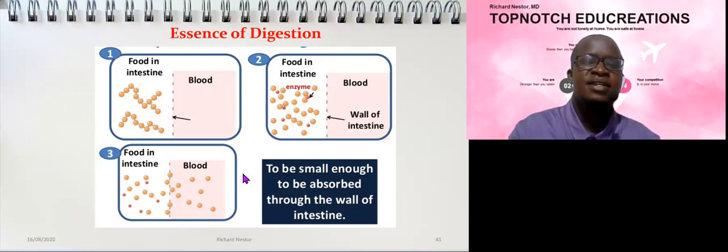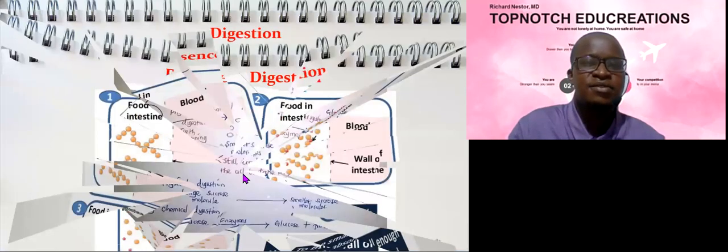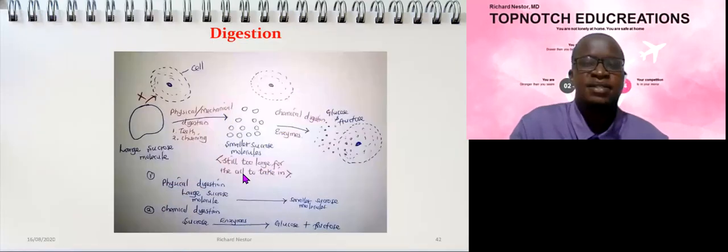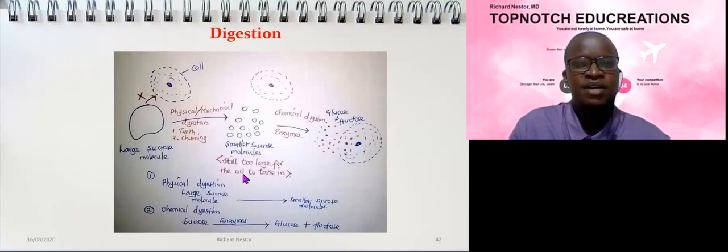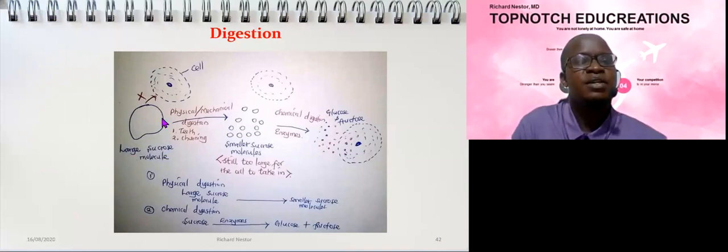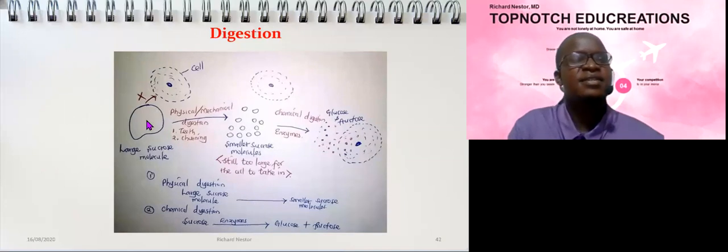And this illustration that I'm projecting on your screen right now brings out this difference quite clearly. And I would like us to observe this. This one is a sucrose molecule, and this one is an illustration of the cell. If you look at this, you realize that this large sucrose molecule is too large to be taken in by the cell.